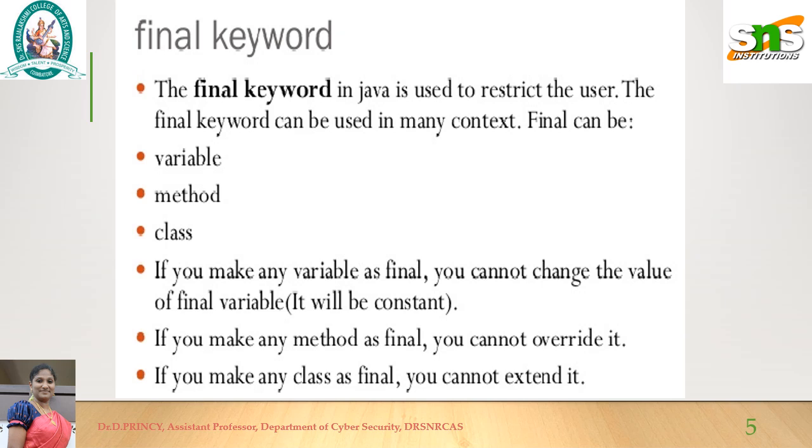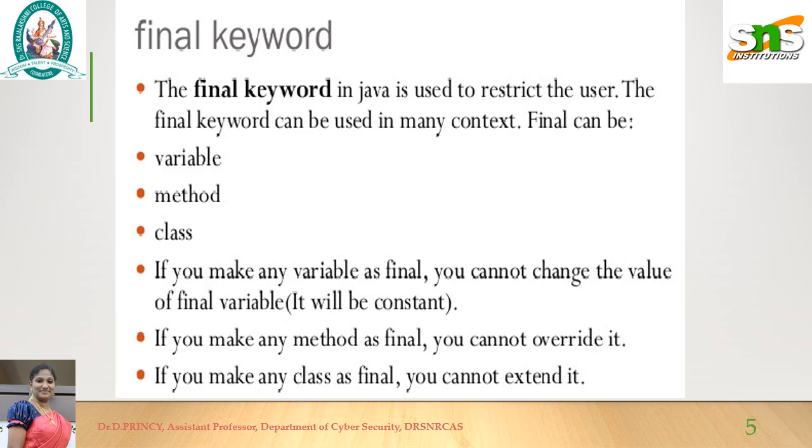Next, we move on to the final keyword. Final is a keyword, and the word implies its meaning directly. Once you declare a class, a method, or a variable as final, it cannot be extended further. That means the final keyword in Java is used to restrict the user. It can be used in variables, methods and classes. If you use the final keyword with a variable, you cannot change the value of the final variable. It will be constant. Throughout the execution of the program, the value of that variable remains the same.